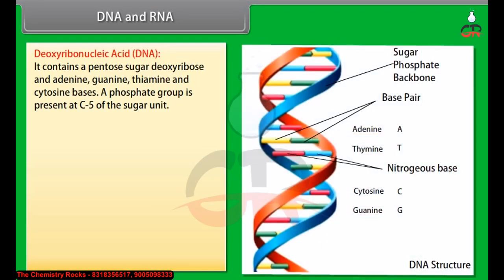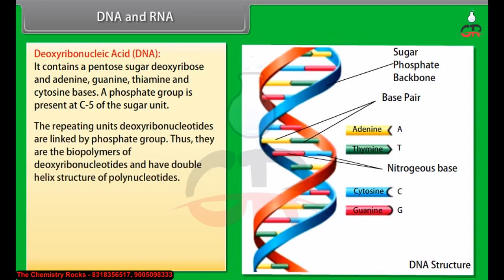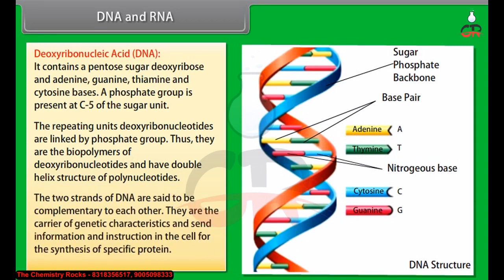Deoxyribonucleic acid. It contains a pentose sugar deoxyribose and adenine, guanine, thiamine, and cytosine bases. A phosphate group is present at C5 of the sugar unit. The repeating units of deoxyribonucleotides are linked by phosphate group. Thus, they are the biopolymers of deoxyribonucleotides and have double helix structure of polynucleotides. The two strands of DNA are said to be complementary to each other. They are the carrier of genetic characteristics and send information and instruction in the cell for the synthesis of specific protein.